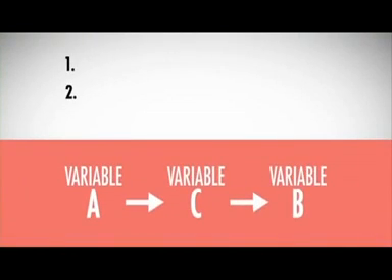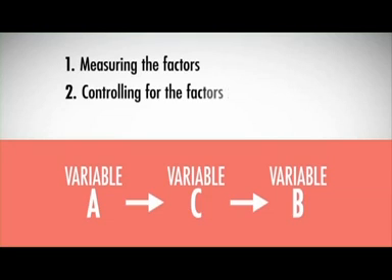There are 2 ways to limit the risk of misleading results due to factors that vary along with the manipulation: measuring the factors and controlling for the factors through the yoked design. Researchers can choose to measure the factors that they think might vary along with the manipulation and then test to see whether those factors were equal or unequal across the groups.